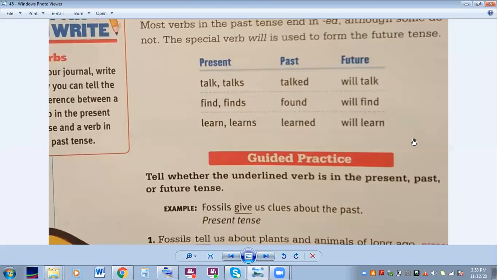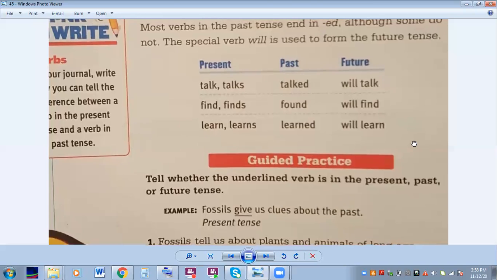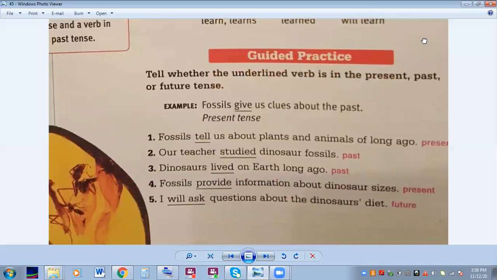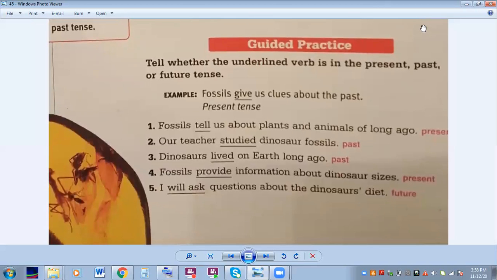As we look at the examples, we will explain why they are the tense that they are, and we will explain how the tense is formed. Okay? The first one we have as an example here is fossils give us clues about the past. Give is an action that is happening now, so it is present tense. Although it talks about the past in the sentence, the verb itself, the action is happening now, present.